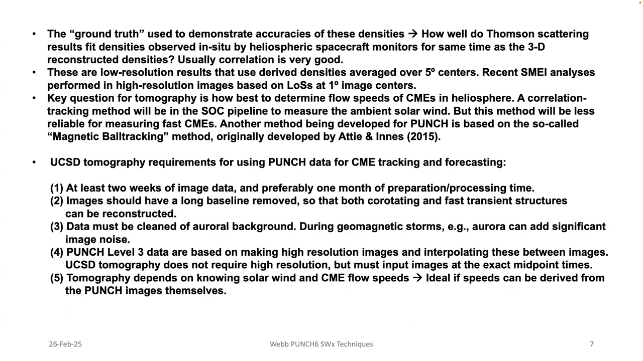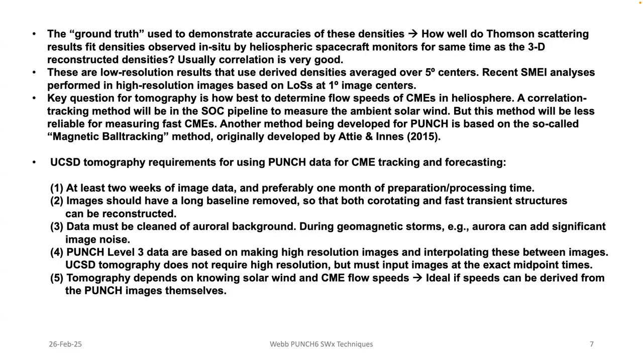Bernie uses ground truth for determining how accurate these densities are, by looking at how well the Thomson scattering reconstructed results of density agree with spacecraft monitors at the same time, especially at 1 AU like Wind. And usually the correlation is very good. Again, he has plots of this on his poster.